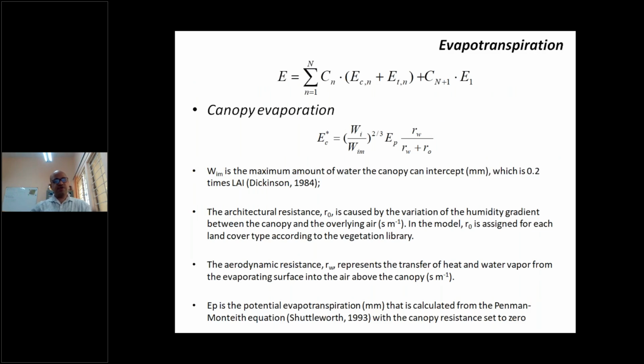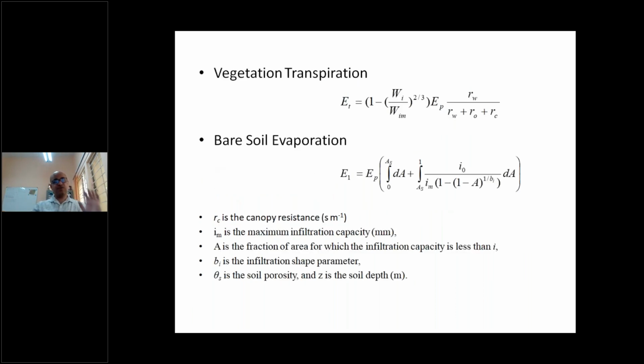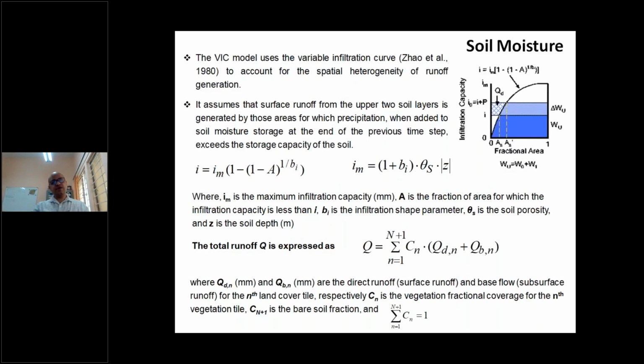It calculates evaporation from bare soil, it calculates evaporation from water body, and it calculates evaporation even from vegetation, meaning the intercepted water will evaporate. So it will calculate canopy evaporation, as well as transpiration. And it employs the most advanced physically based methods for calculation of evapotranspiration. So vegetative transpiration, canopy evaporation, and bare soil evaporation are all added to calculate E.